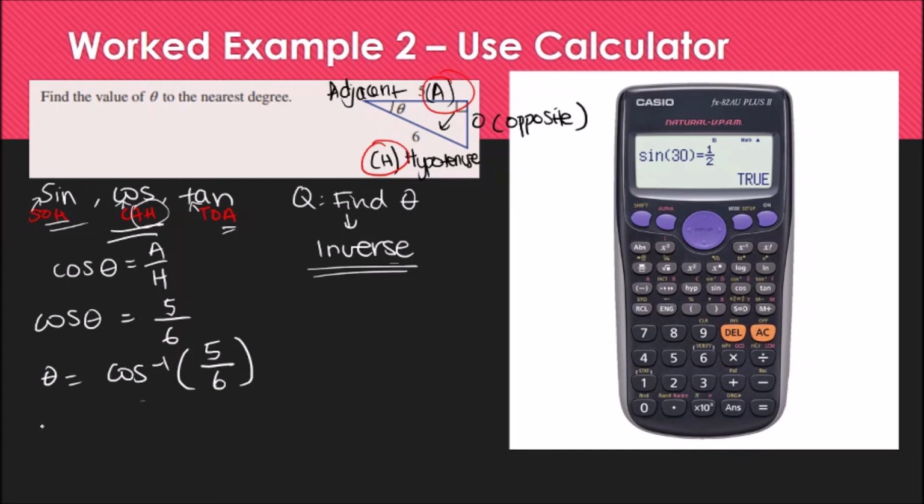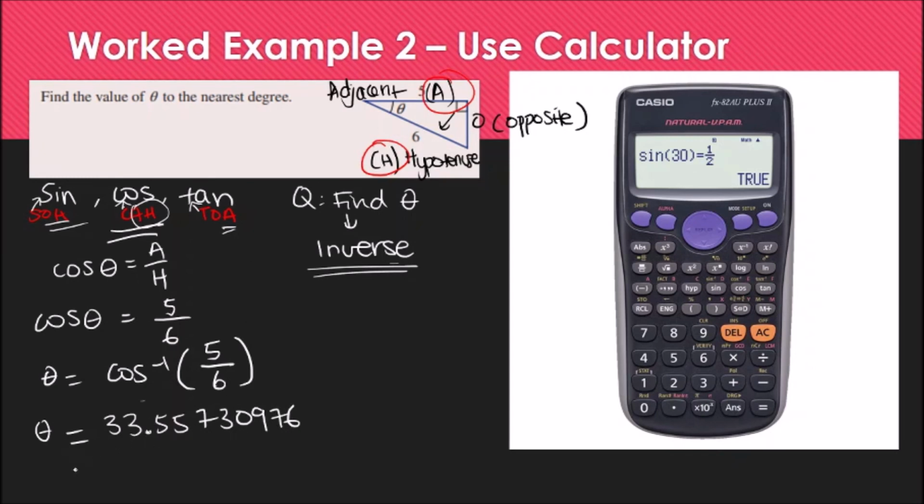So theta, with your calculator, you need to press shift, then click on cos. Now click on the fraction button and type 5, arrow down, 6, and then you can move it up if you want, you don't have to. And it'll give you the answer, 33.5573... All right, now it says to the nearest degree.